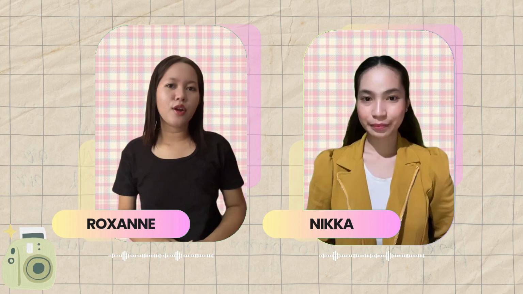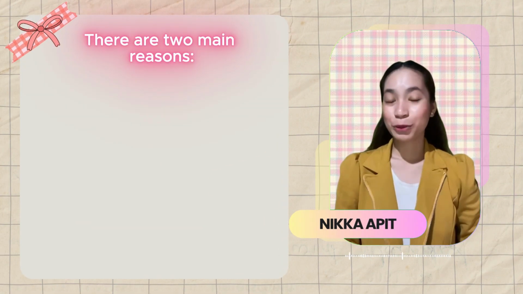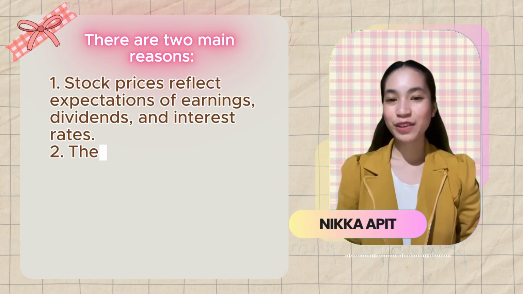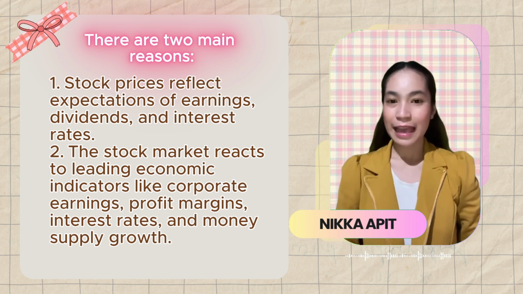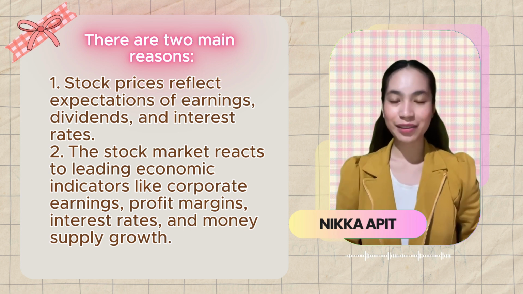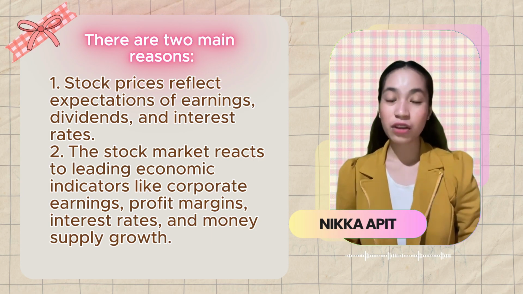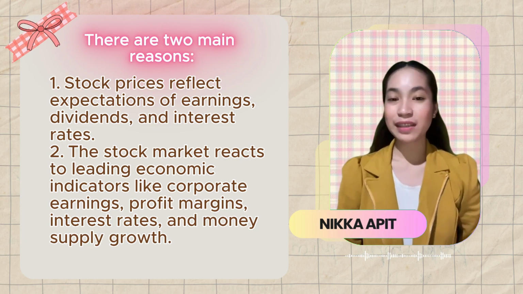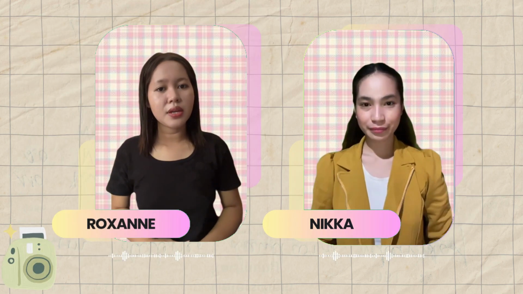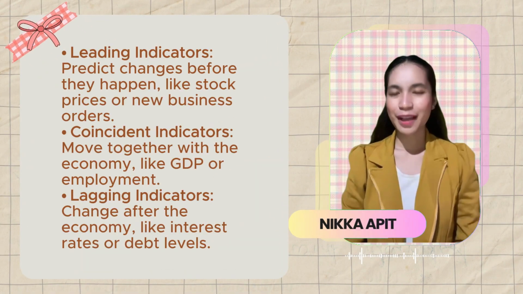How exactly are economic activities related to security markets? There are two main reasons. The first one is that stock prices reflect expectations of earnings, dividends, and interest rates. The second, the stock market reacts to leading economic indicators like corporate earnings, profit margins, interest rates, and money supply growth. I've also heard about the cyclical indicator approach. Can you explain that? Of course.